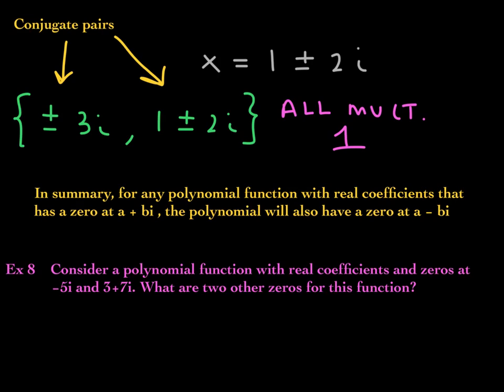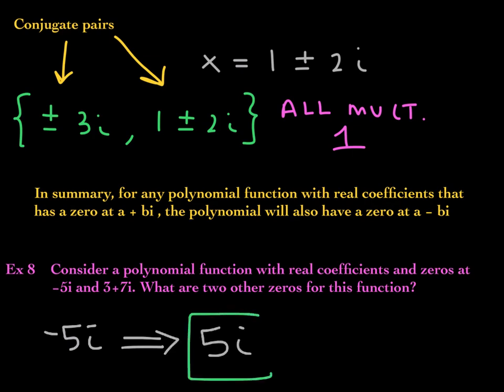Check out this short example. Consider a polynomial function with real coefficients and zeros at, now pay attention, negative 5i and 3 plus 7i. What are the other two zeros for this function? Well, we just read that if a polynomial function has a zero of a plus bi, the other zero is a minus bi. So the fact that they told us that negative 5i is a zero implies that positive 5i is also a zero.